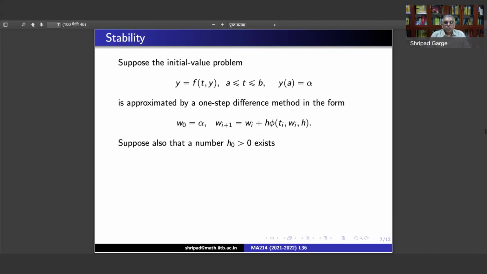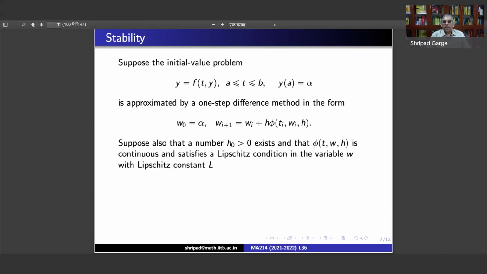Suppose also that there exists a number h_0 bigger than 0, which gives us a set, and on this set phi is continuous and satisfies a Lipschitz condition in the variable w with some constant. So what is the set? The set is basically the closed and bounded interval [a, b] times the whole real line times the closed and bounded interval [0, h_0]. This is what that set is.